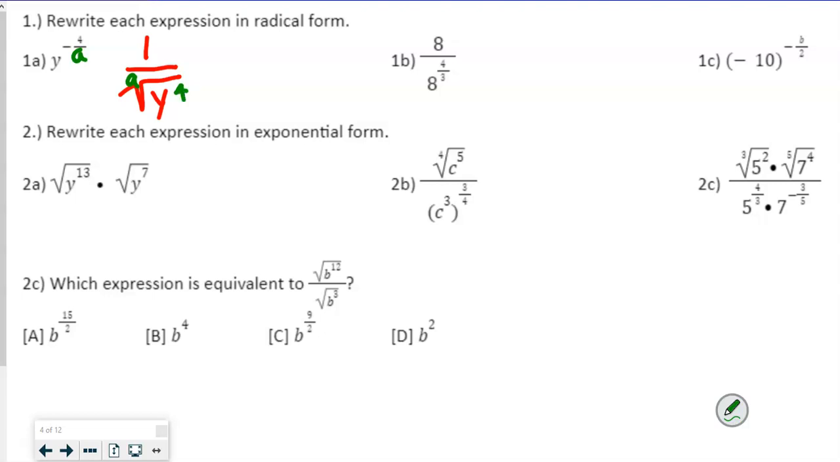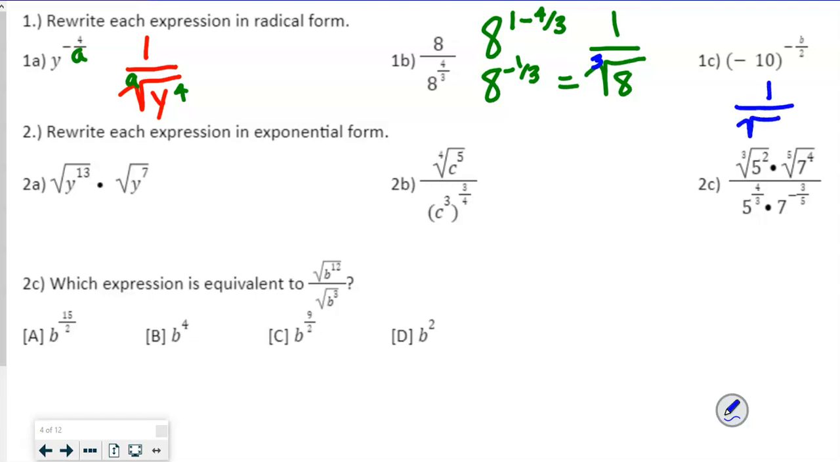All right, so for b, I'm going to write this in 1 minus 4/3. Remember, anything that's in the denominator is negative. So if you do this in your calculator, you get 8 to the negative 1/3. And that's going to be what? Again, we're going to write this in radical form, so it's going to be 1 over our 8, which is our base, so it's going to be our radicand, and our 3 is our denominator, so it's going to be our index.